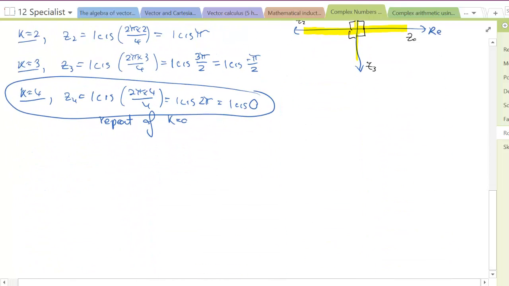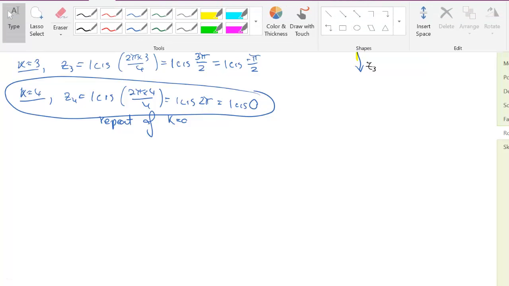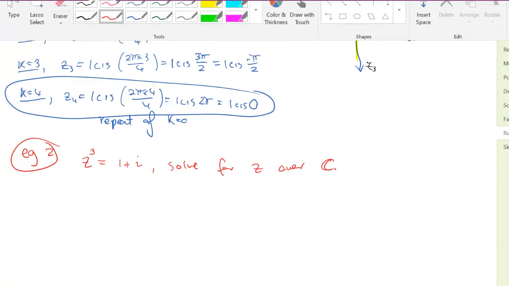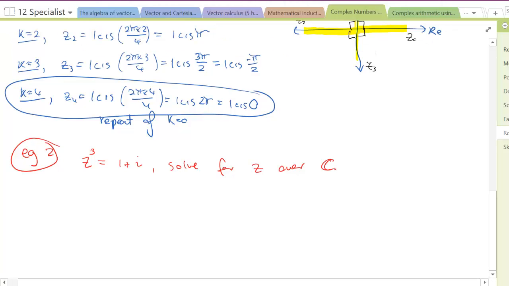Okay, so we'll look at a question that's a little bit more complex. So example 2, we're looking at z to the power of 3 is equal to 1 plus i. Solve for z over C. So this time there's a little bit more in terms of putting the complex number into polar form before we solve.